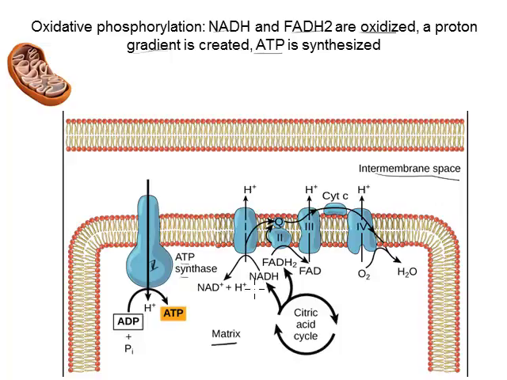Complex 1 and 2 are enzymes that catalyze the oxidation of NADH and FADH2 respectively, and the reduction of coenzyme Q. Electrons are effectively transferred from NADH and FADH2 through these complexes and deposited on coenzyme Q. Complex 3 then catalyzes the oxidation of coenzyme Q and the reduction of cytochrome C. And complex 4 catalyzes the oxidation of cytochrome C and the reduction of molecular oxygen to yield water.